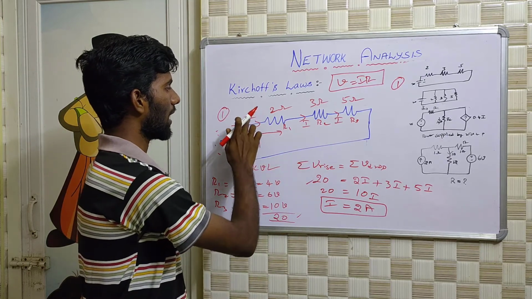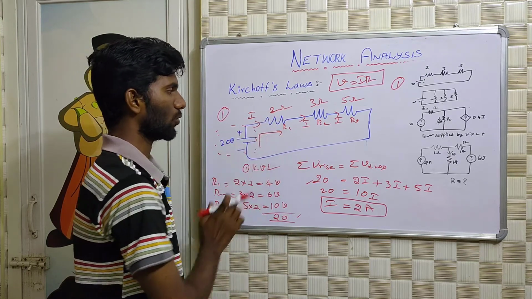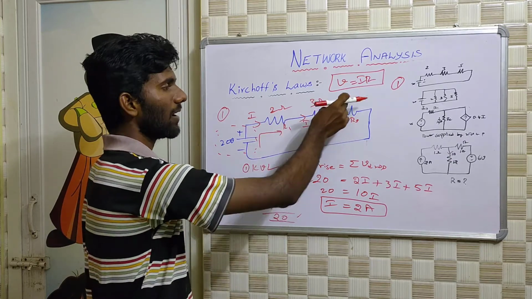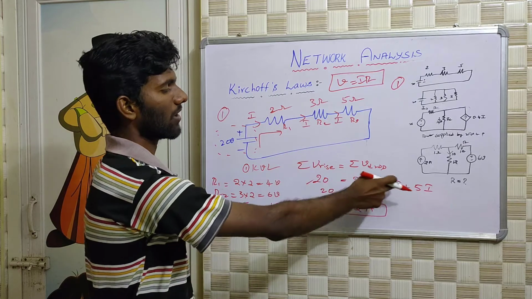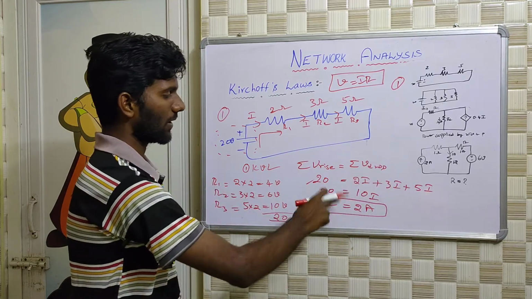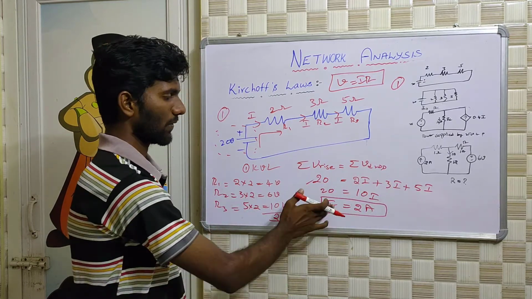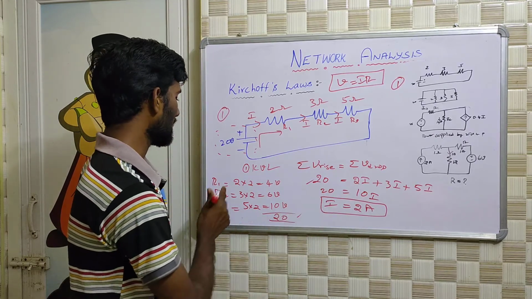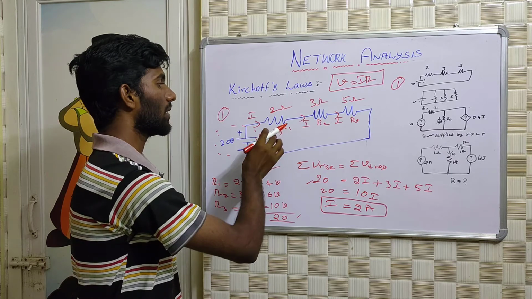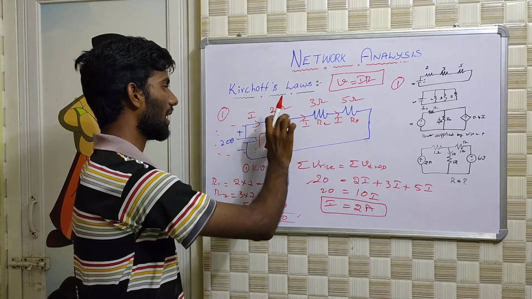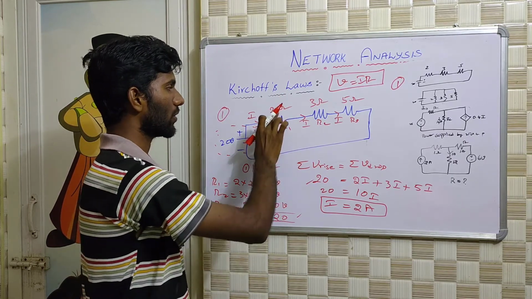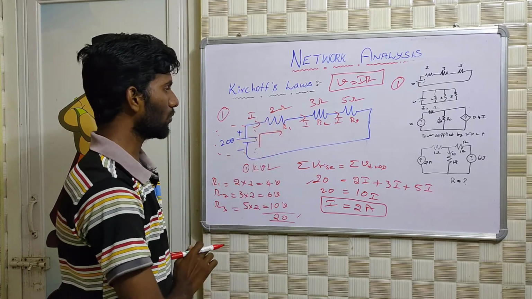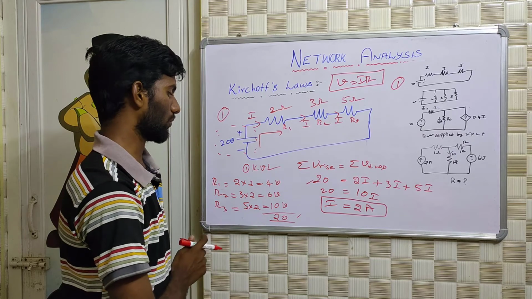Here R is 2 ohms. Here R is 3 ohms. R is 5 ohms. So 2I plus 3I plus 5I, 10I is equal to 20. Therefore current I is equal to 2 amperes. From that, across R1 the voltage drop will be I into R1. I is 2 amperes, R1 is 2 ohms, so 2 into 2, 4 volts.